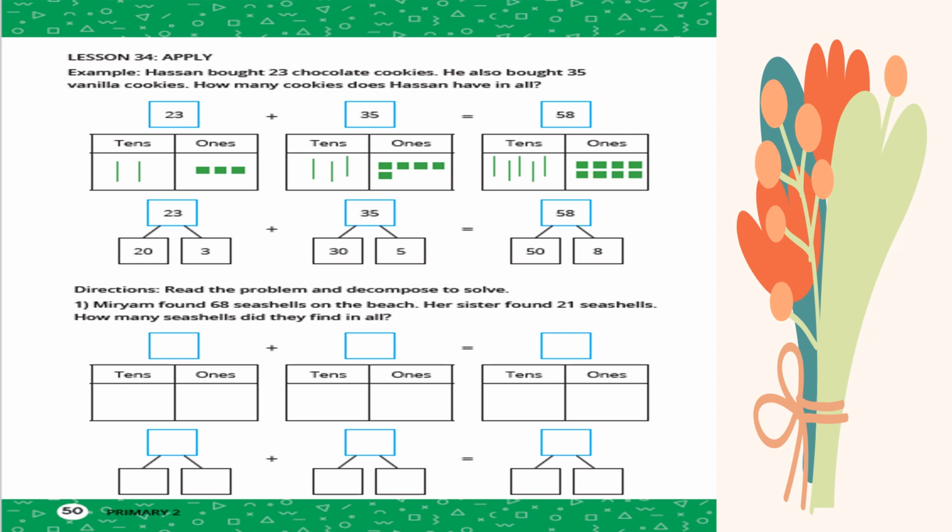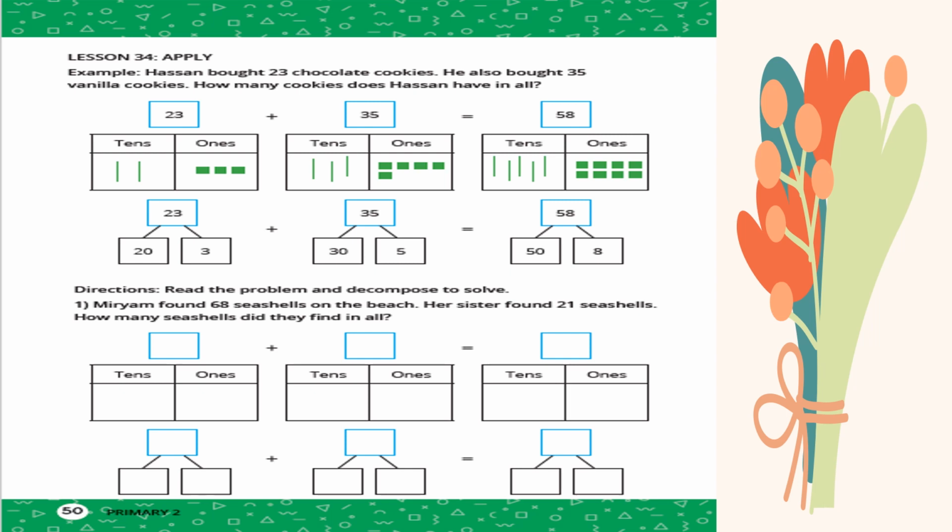So 23 plus 35, let's put ones with ones and tens with tens. 3 plus 5, after 5: 6, 7, 8. 2 plus 3, after 3: 4, 5. So 23 plus 35 equals 58.